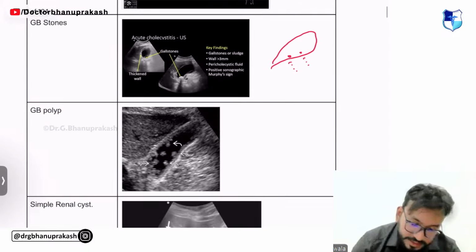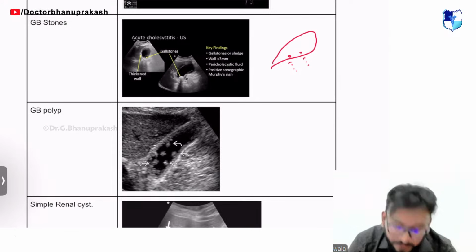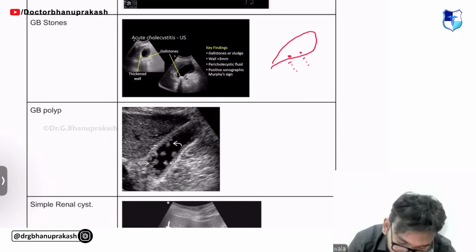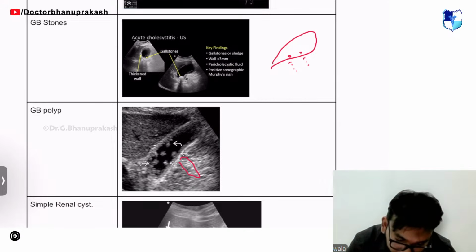Gallstones. Okay, look at this, guys. This is what I was talking about. This looks like a gallstone. This can be a gallstone, but is it? The answer is no. Why? Because we don't see any posterior shadowing.